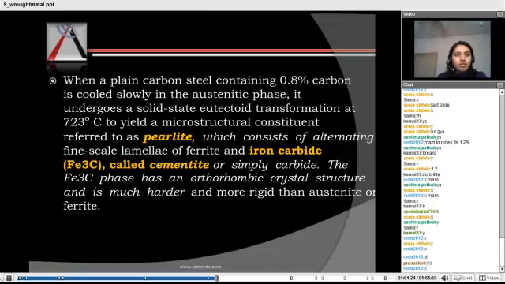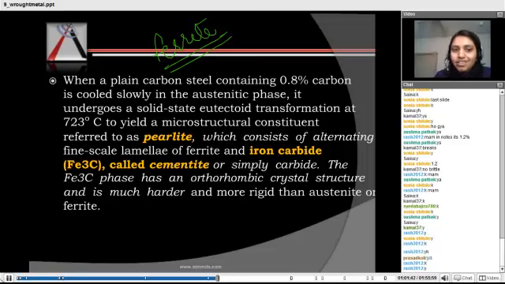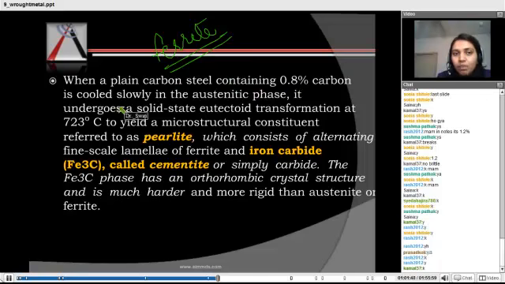Okay, now we already saw normally your iron is in ferrite state. It can accommodate less of the carbon as compared to austenite. Okay, when a plain carbon steel that contains 0.8% carbon is cooled slowly, first it is heated to convert into austenitic phase, then it is cooled slowly.